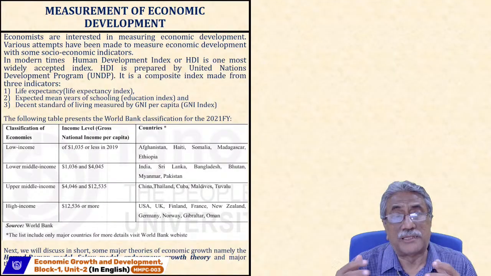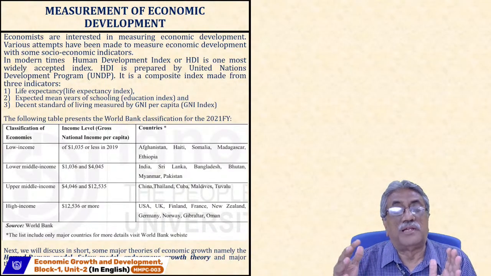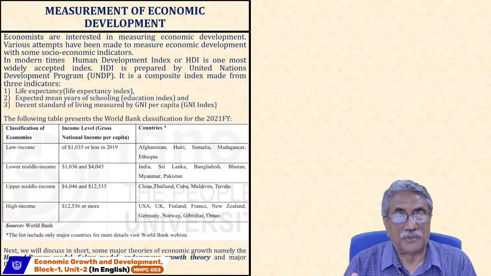Someone studies up to class 8, someone up to 5, someone up to 11, then they don't do 11, 12 or something like that. So what is the mean years they are doing the schooling? That is the education index.